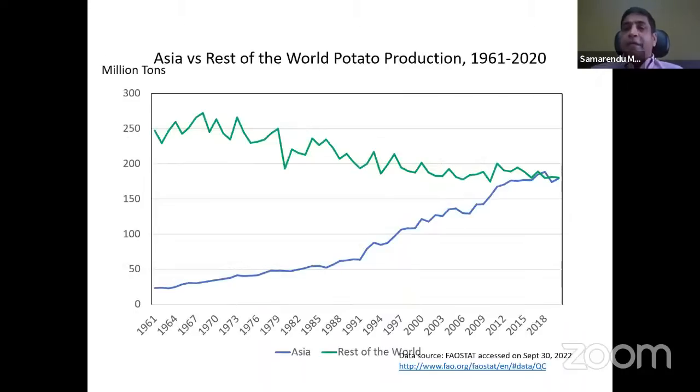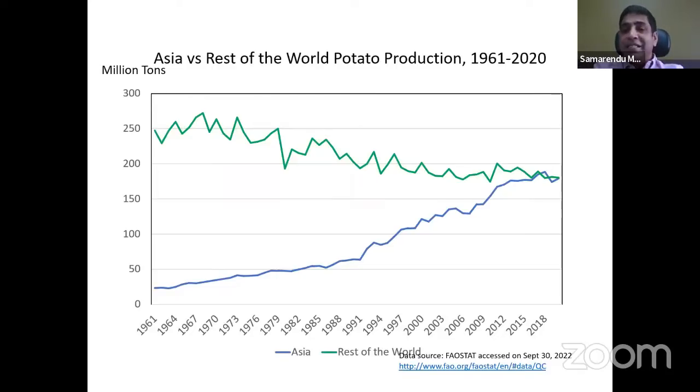Let's come to potato. Potato is not a native of Asia. If you look at the graph I have put up, the top green one is the rest of the world's potato production. If you go back to the 60s, potato was produced primarily in Europe. European countries normally accounted for more than 80 to 90% of the potato production 50, 60 years ago.